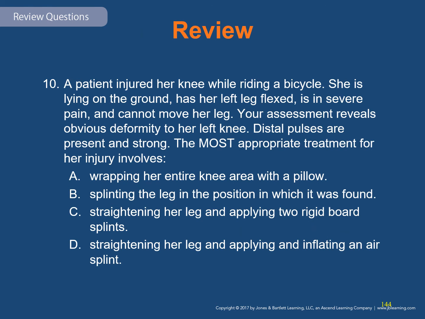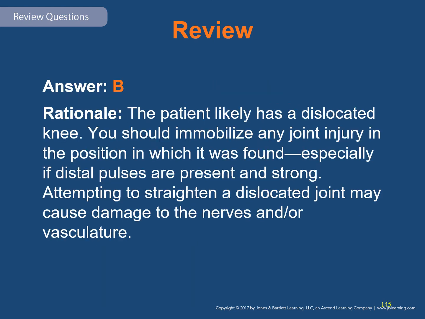Review question 10. A patient injured her knee while riding a bicycle. She is laying on the ground, has her left leg flexed, is in severe pain, and cannot move her leg. Your assessment reveals obvious deformities to her left knee. Distal pulses are present and strong. The most appropriate treatment for her injury involves A. Wrapping her entire knee area with a pillow. B. Splinting the leg in the position in which it was found. C. Straightening the leg and applying 2 rigid board splints. D. Splinting her leg and applying and inflating an air splint. The correct answer is B.